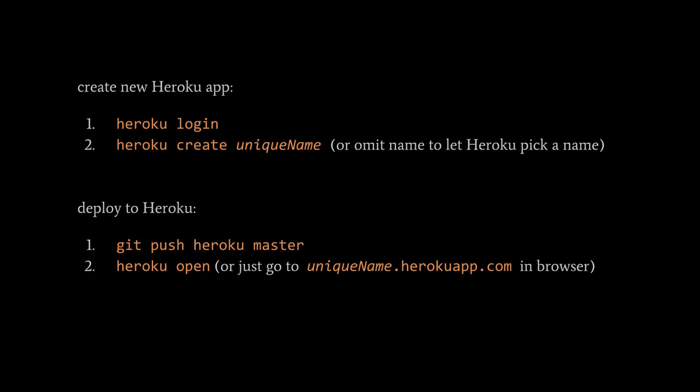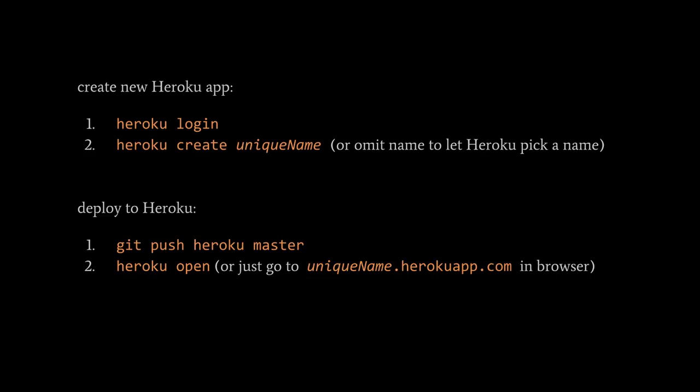And then using Heroku create, you pick a new Heroku app name, which has to be unique among all existing Heroku apps. So if you pick a name that's already in use, you're going to get an error. You might at this point just omit the name and Heroku will pick one for you. It'll just generate some nonsense name for you.